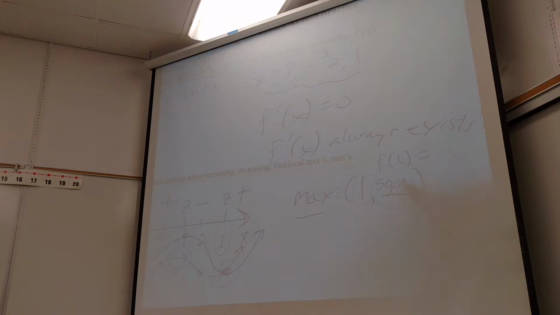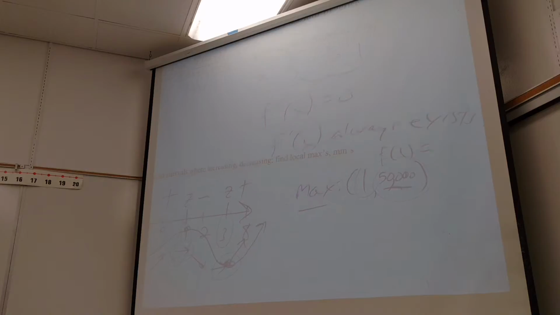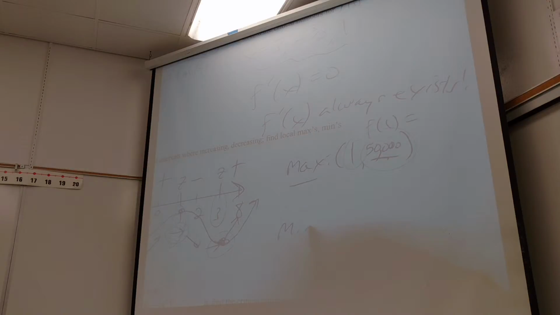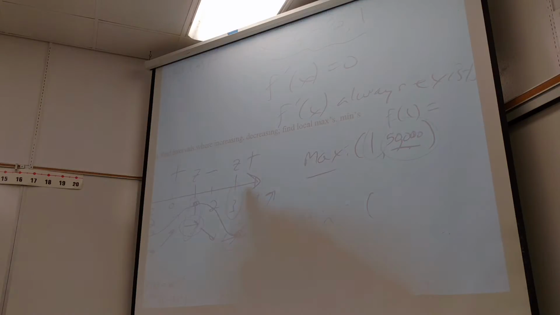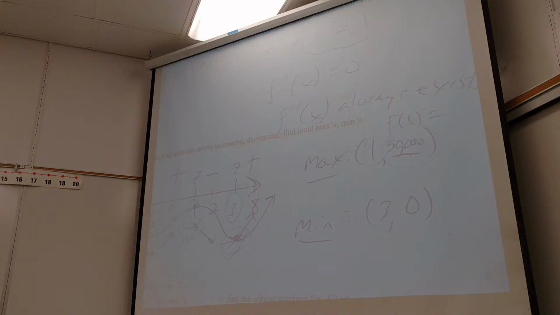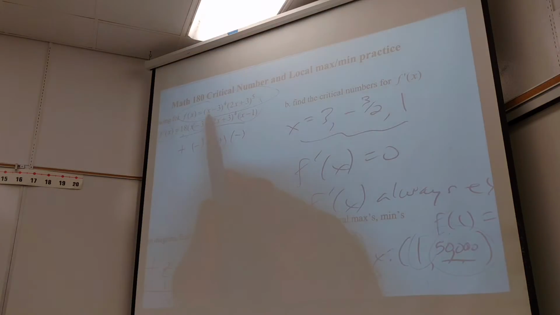Exactly. That's neat. I wish I could take credit for that, but I can't. I didn't make it happen. So the maximum occurs at (1, 50,000). And the min occurs where? At 3, good. 3 and 0. Sometimes that'll happen, that's nice. Because when you plug a 3 into the original, it's 0.